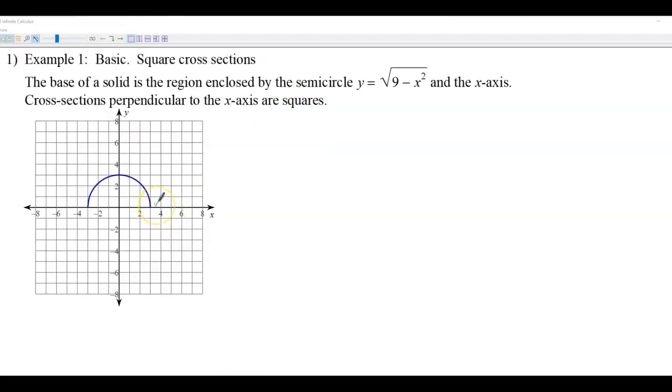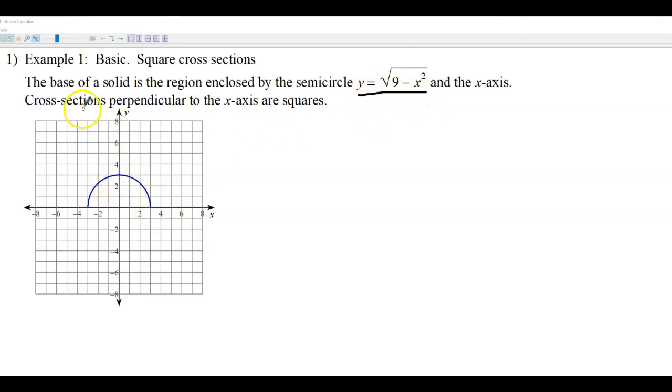So what I will give you, though, on every problem is at least a picture of the original shape represented by this function here. So now I want to find the volume of a solid. And the bottom of this solid is this semicircle here represented by this equation.